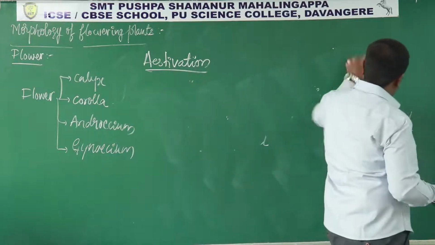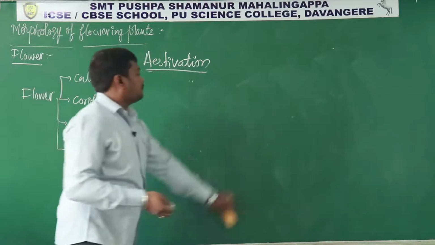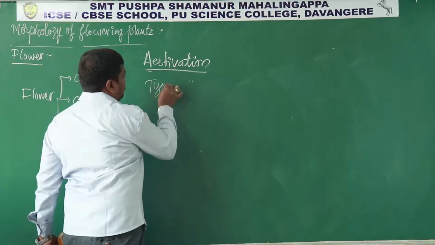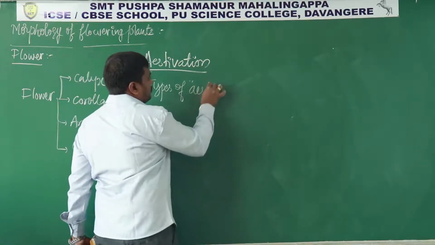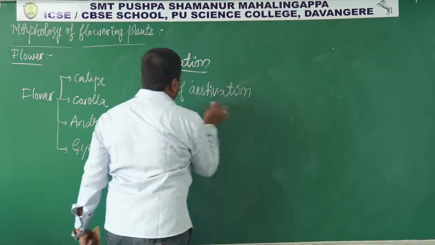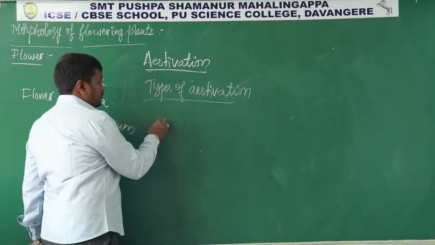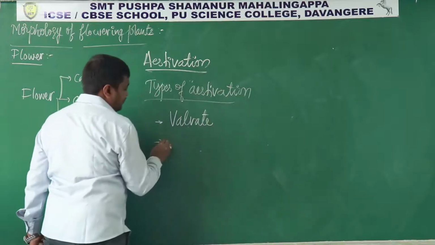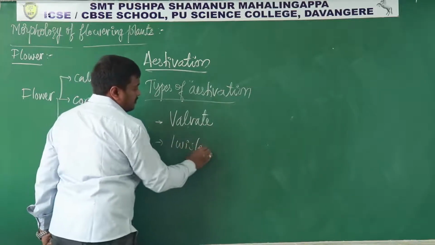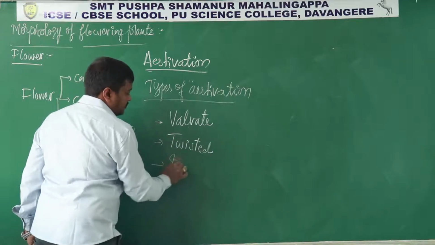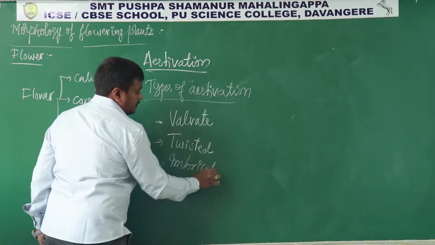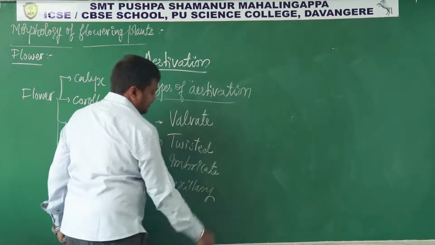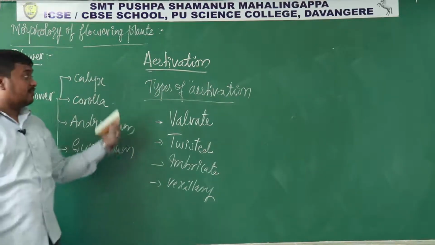So let's see what are the types of estivation. The 5 marks question usually asks for the types of estivation: valvate, twisted, imbricate, vexillary. So these are the 4 basic types of estivation.